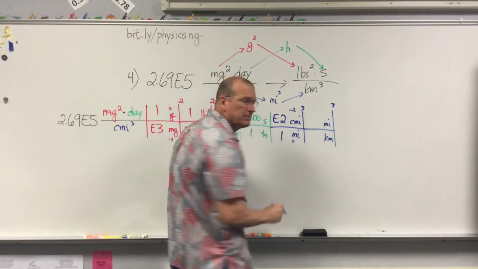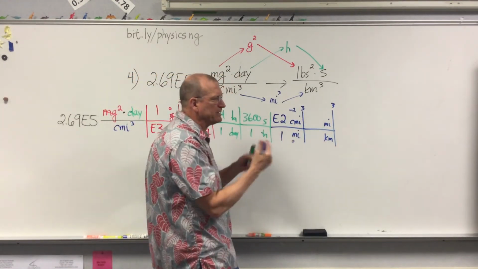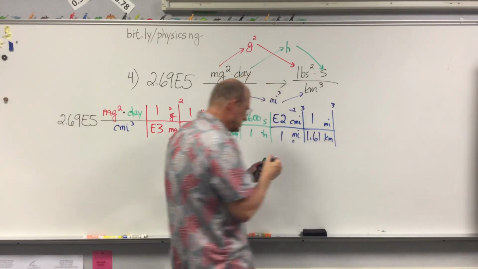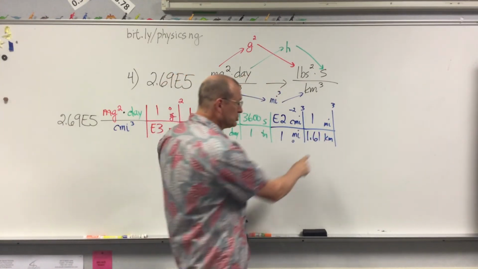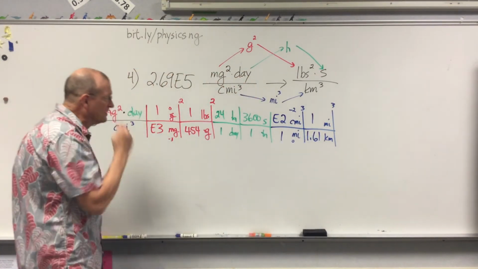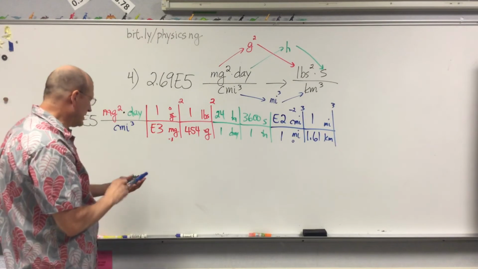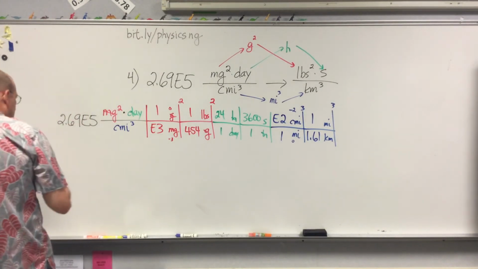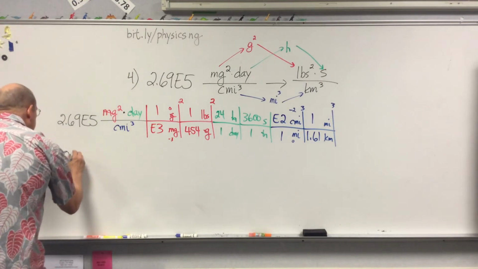And mile to kilometer, this is one of those English-metric ones that you would have to memorize. 1 over 1.61. Or if you like the other version, you'd have a 1 with the kilometer and a 0.62 with the mile. Okay, now we're all set up, so it's time to go ahead and process the calculation.